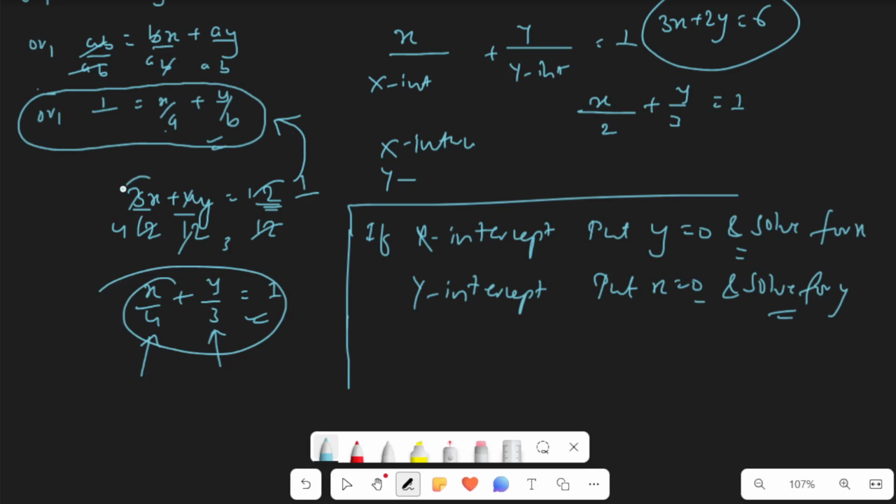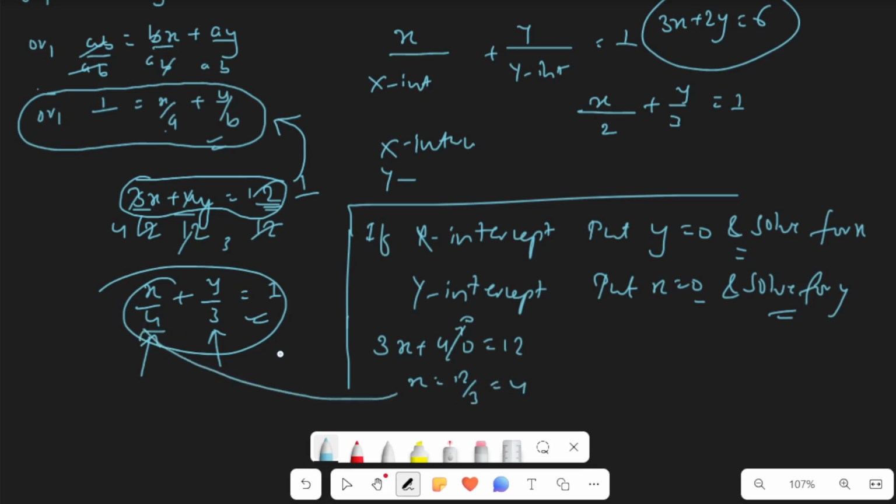For example, for this, if you want to find the x-intercept, what would you do? You would put y equals 0. So this is 0, and you divide 12 by 3, it becomes 4. Again, if you want to find the y-intercept, you put x equals 0. So it becomes 0 plus 4y equals 12. So y equals 3. That's it. These are the y-intercept and the x-intercept. Okay. I think this method would be easier.